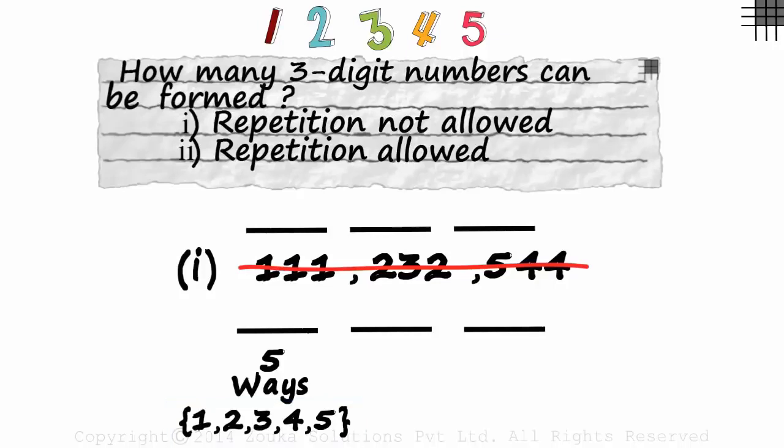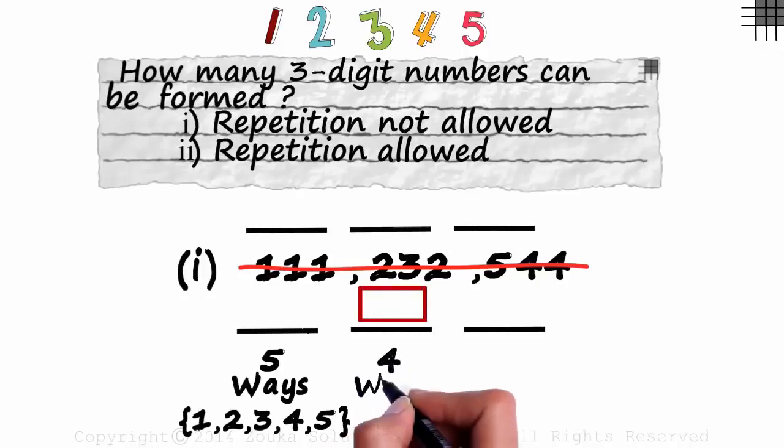Okay, now listen to the next question carefully. Having filled the slot with one of the digits, in how many ways can we fill the second slot? Easy. We have used one of the digits here. It can be any digit, doesn't matter. But after having used one, 4 digits remain. So the second slot can be filled in 4 ways.